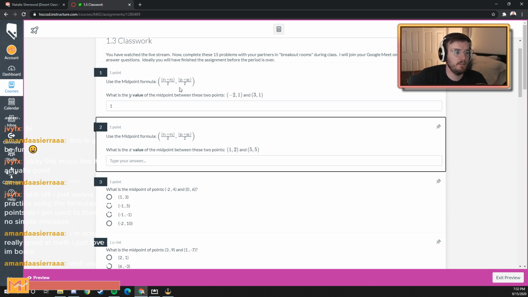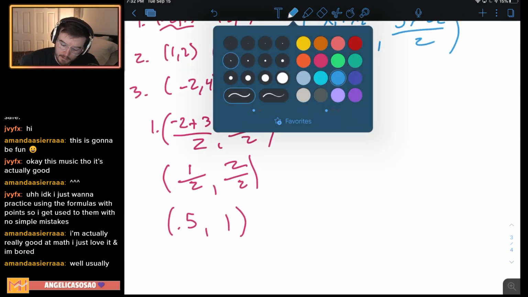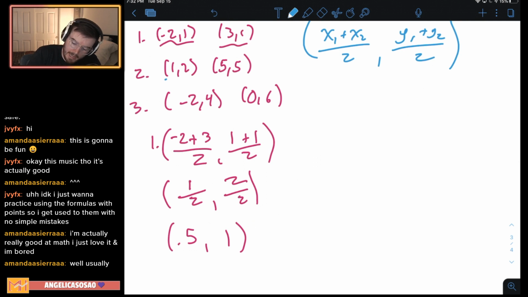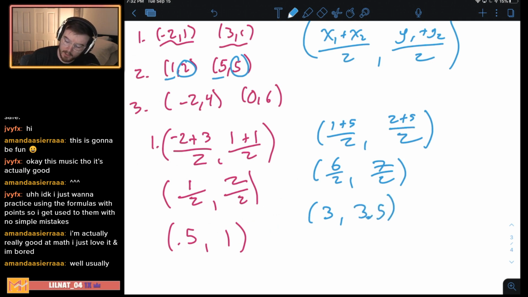As far as the context of this problem, the next one says (1, 2) and (5, 5). So add the x's, add the y's, and we divide by 2. 1 plus 5 is 6. 2 plus 5 is 7. So (6, 7) divided by 2 is (3, 3.5). You can just plug that into a calculator if you don't know that. But (3, 3.5) is our midpoint.